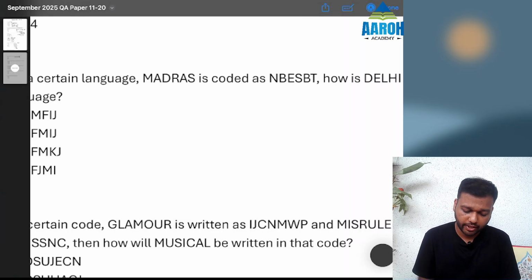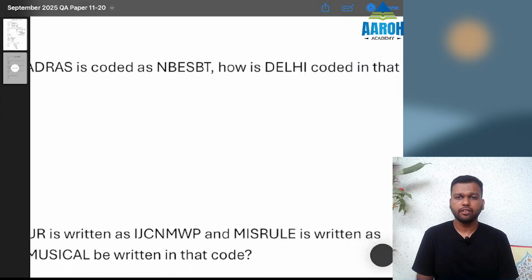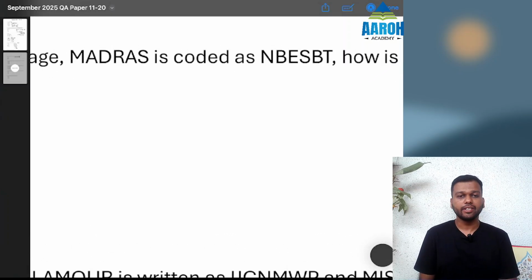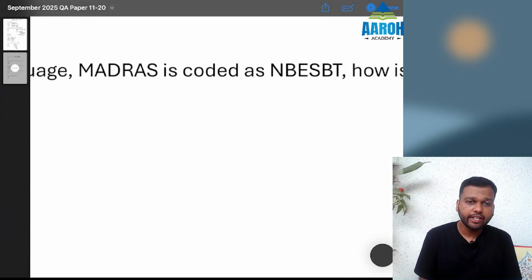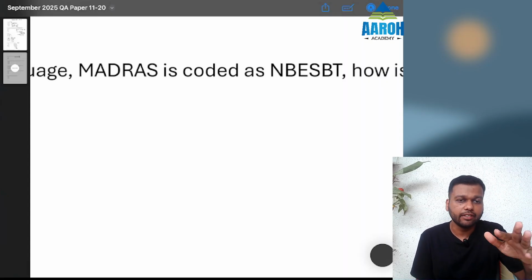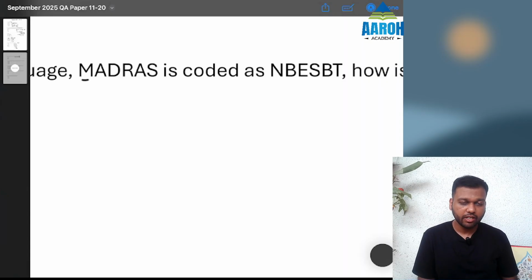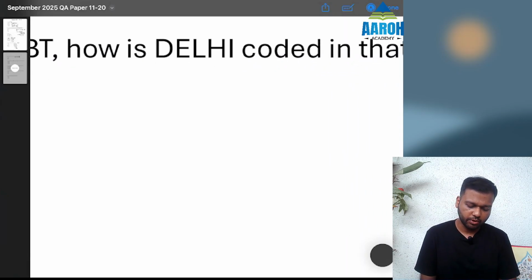Madras is coded as NBESBT. How is Delhi coded? So it is very straightforward. Everything is just done plus 1, right? Just the next letter is taken. So M, after M comes N, after A comes B, after D comes E, after R comes S, and so on. So we'll just do that.